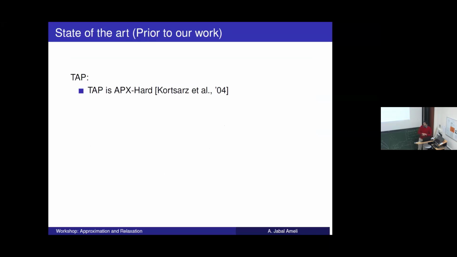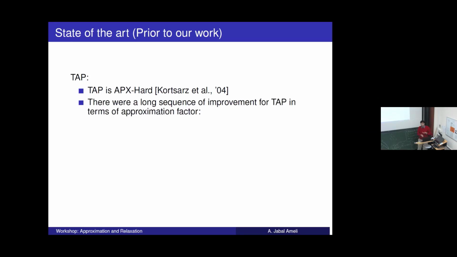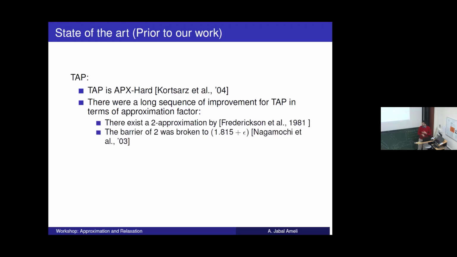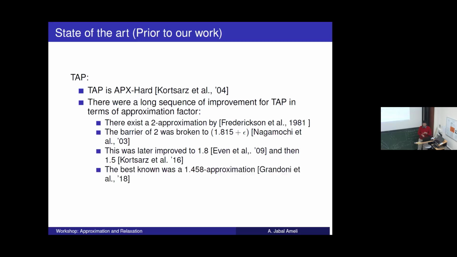The state of the art of these problems prior to our work was as follows. First, for the tree augmentation problem, work starts from 2004. There was a long sequence of improvements in terms of approximation factor for this problem, starting from a 2 approximation by Frederickson and JaJa. Then it was improved to 1.815, and then to 1.8, and then to 1.5. And the best known approximation result prior to our work was a 1.458 approximation by Grandoni et al.